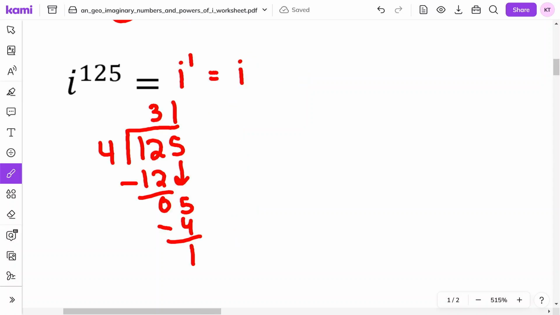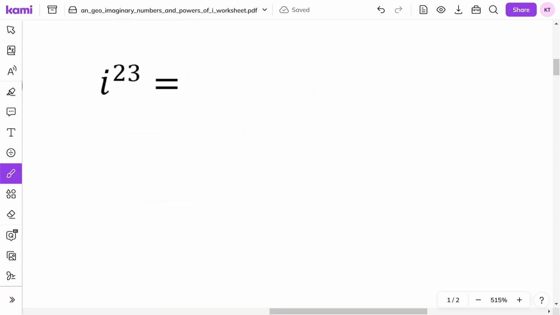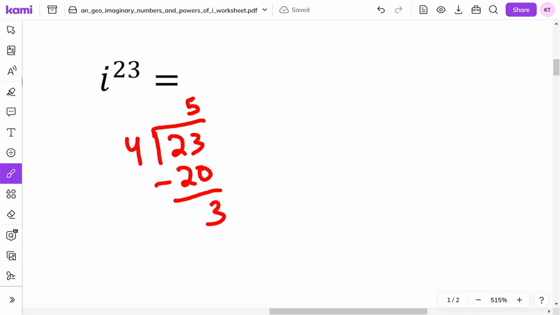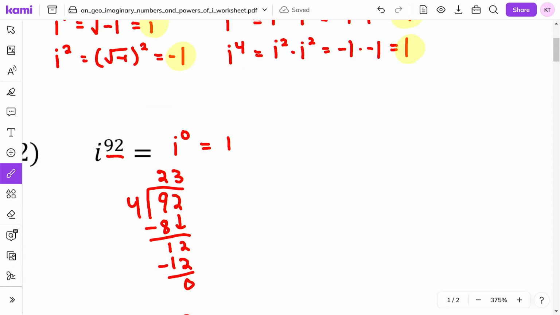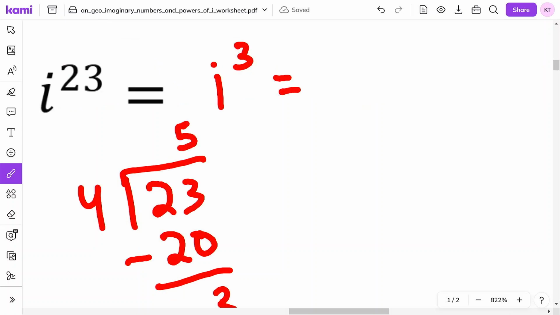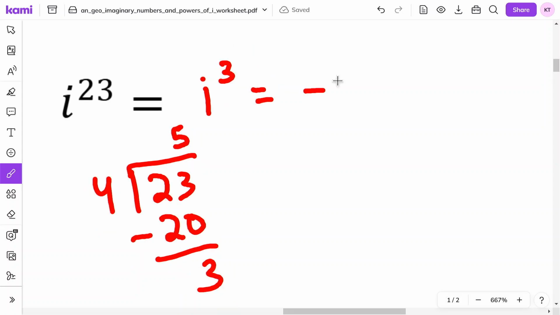And then for our last example, I have i to the power of 23. So again, dividing 23 by 4. 23 divided by 4, we'll do 5 here to give us a 20 with a remainder of 3. So that means that's going to give me i to the power of 3. And then i to the power of 3, just like we had on our original part here, is going to be equal to negative i. So once I know all of my four i powers, it's going to be equal to negative i.